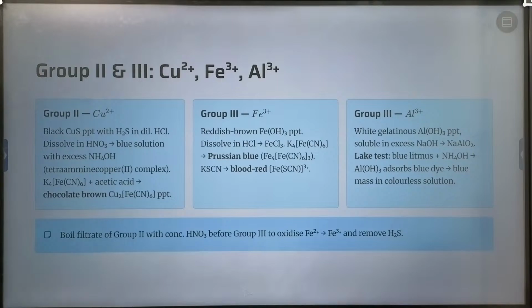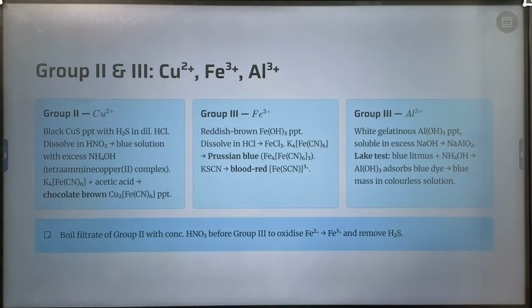Or instead, you add potassium thiocyanide. Iron will replace that potassium and you will get the iron thiocyanide complex. That iron thiocyanide complex is actually blood red in color.